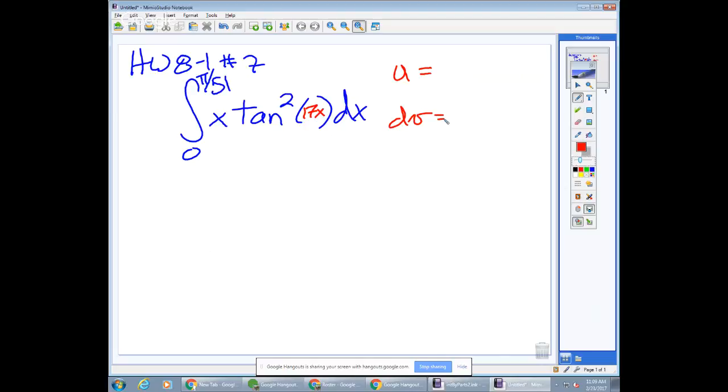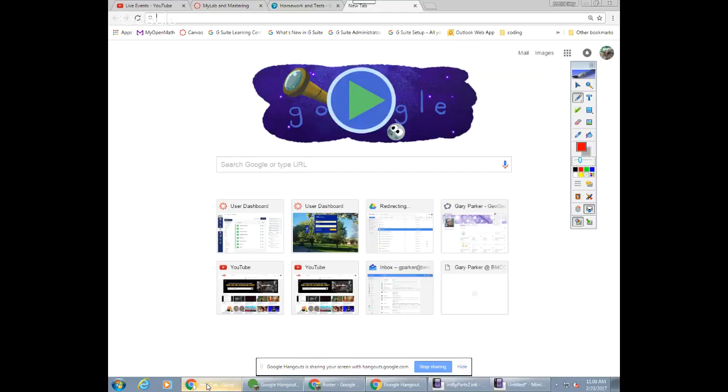So we usually want u to be something that's easy to differentiate, and dv something that's easy to integrate. And tangent squared's not ringing a bell as the derivative of any trig functions, but secant squared is, right? Secant squared is the derivative of tangent. And so that could be useful. How do we change tangent into secant? I think it's secant squared plus 1. How does that sound? Anybody agree or disagree?